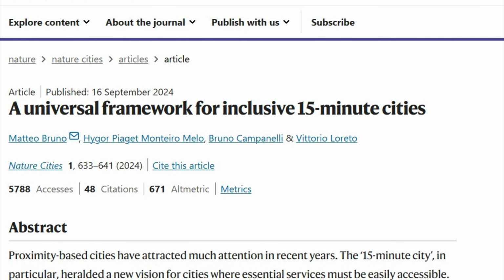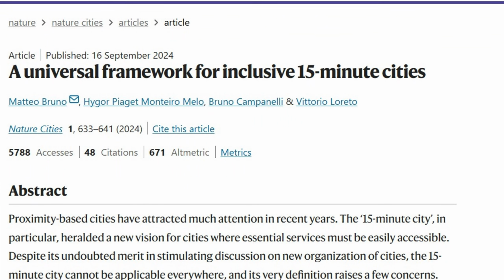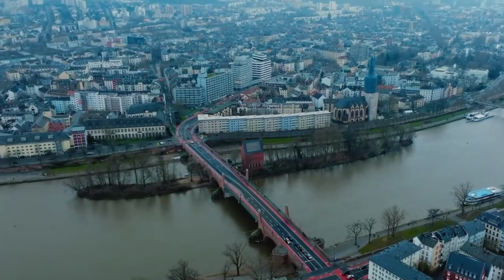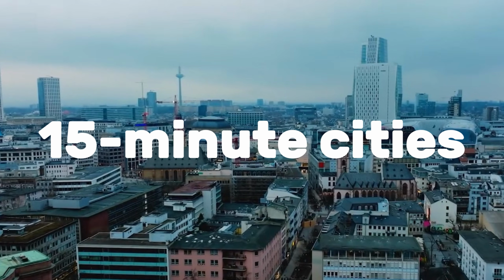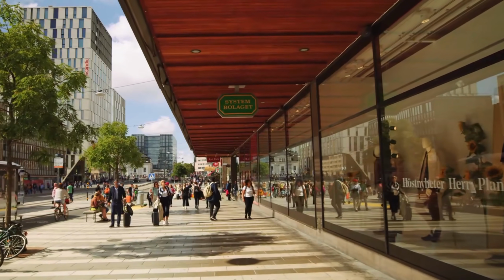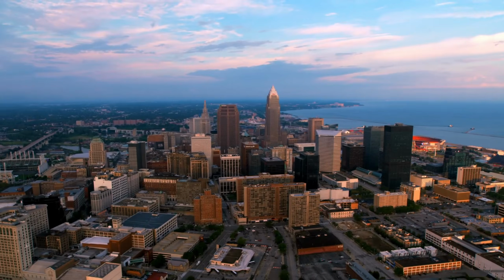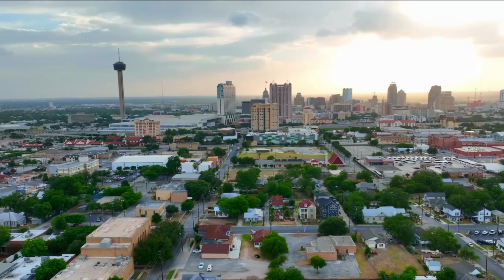A recent study has highlighted that a large majority of cities in Western Europe are or close to being 15-minute cities. And before you ask, yes, it is an actual term. It basically means that residents are within 15 minutes of walking distance from all services such as supermarkets, schools, hospitals, and parks. At the bottom end of the spectrum of cities that were discussed in the study were sprawling American cities like San Diego, Dallas, and Atlanta.